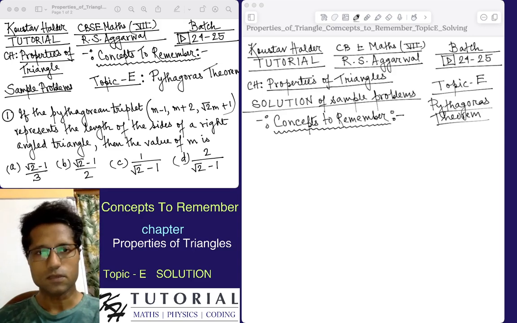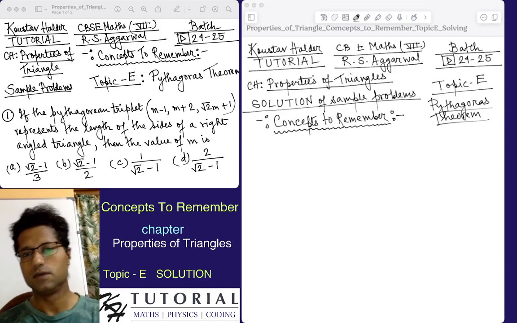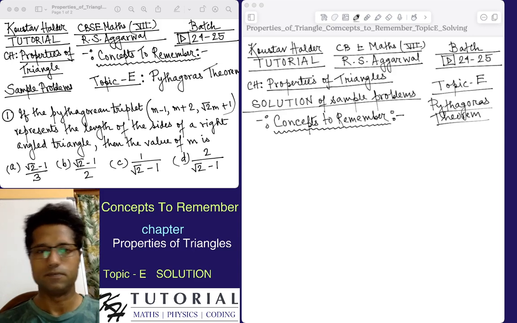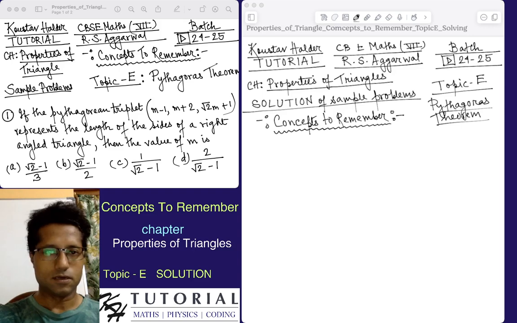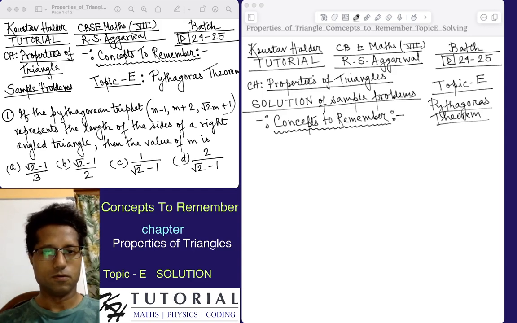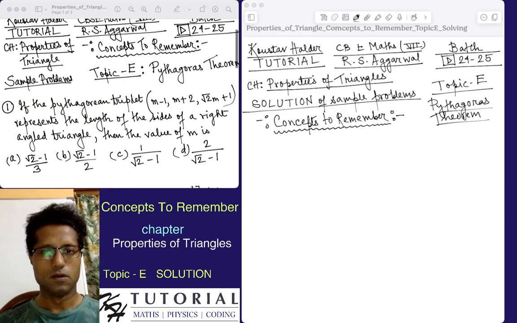So in all the videos concepts to remember, I mainly focus on the primary concepts, formulas, and all the main variations of problems that may come from the chapter. So you can use these videos as a checklist to see whether your concepts are up to the mark. Okay, so let's start solving the problems for topic E. This is Pythagoras Theorem. So how many questions do we have? We have 5 questions.